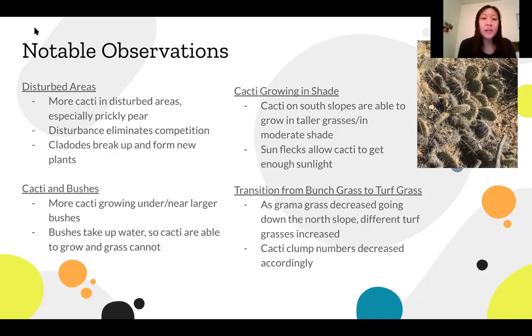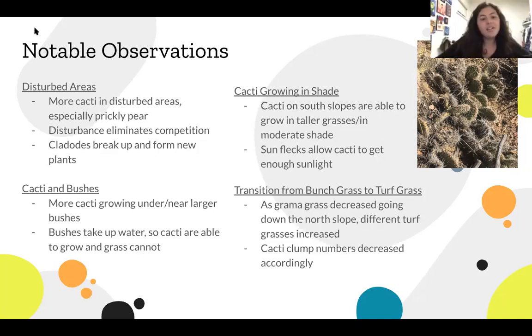photosynthesize. Sunflecks also allow cacti to get just enough sunlight to properly survive, and sunflecks are just little flecks of light through the canopy. In this case, the canopy would be the grass and the shrubs, but those little flecks of light allow the cacti to get enough sun. So that's kind of why we found that some cacti might have been growing in shade.